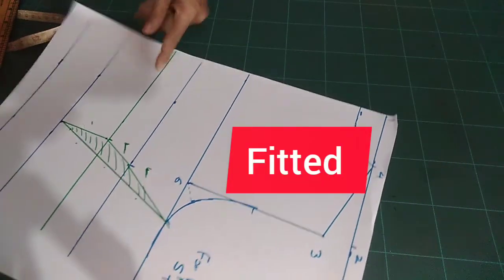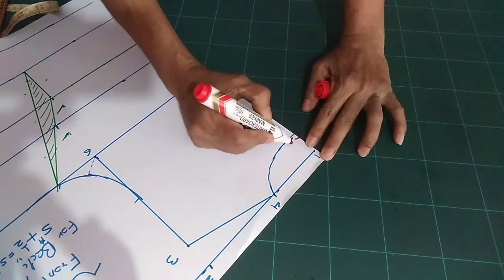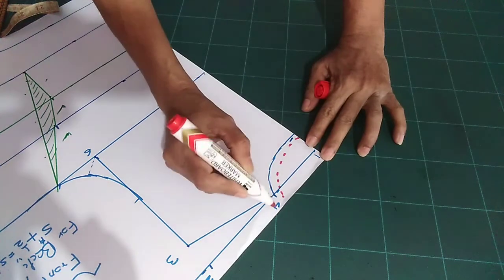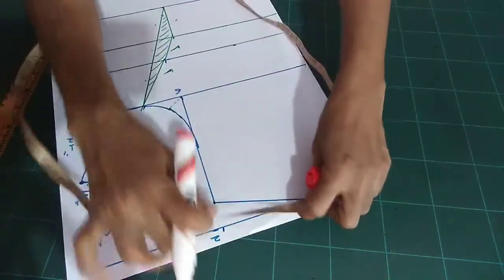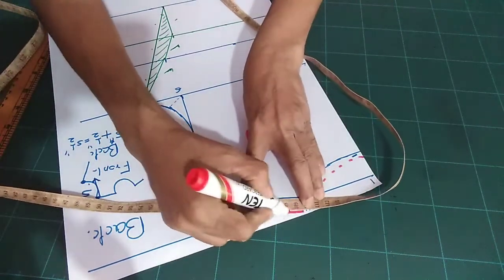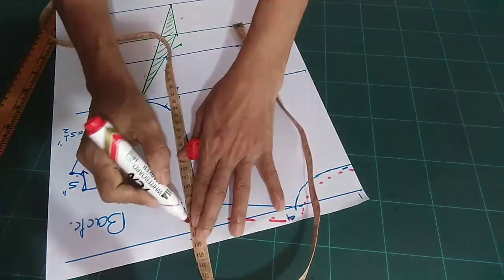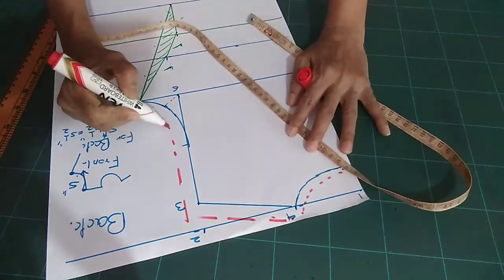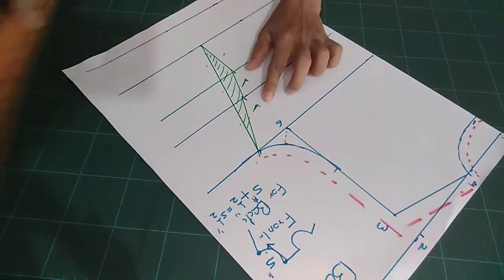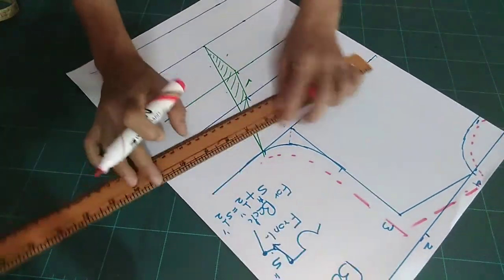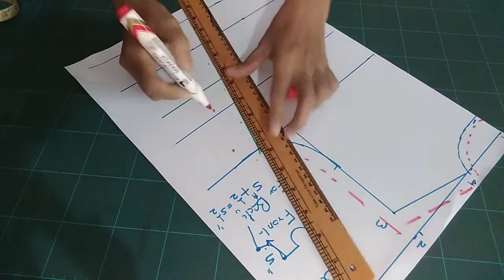I'm going to talk with you about sewing allowance. 1/4 inch for back neckline, like this. You can add like this. Shoulder line 1/2 inch, armhole 1/2 inch, and 1 inch for side seam.